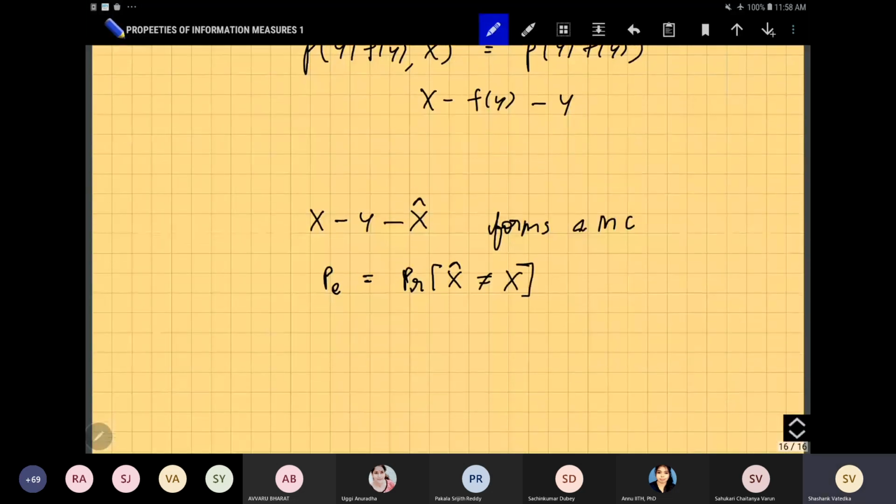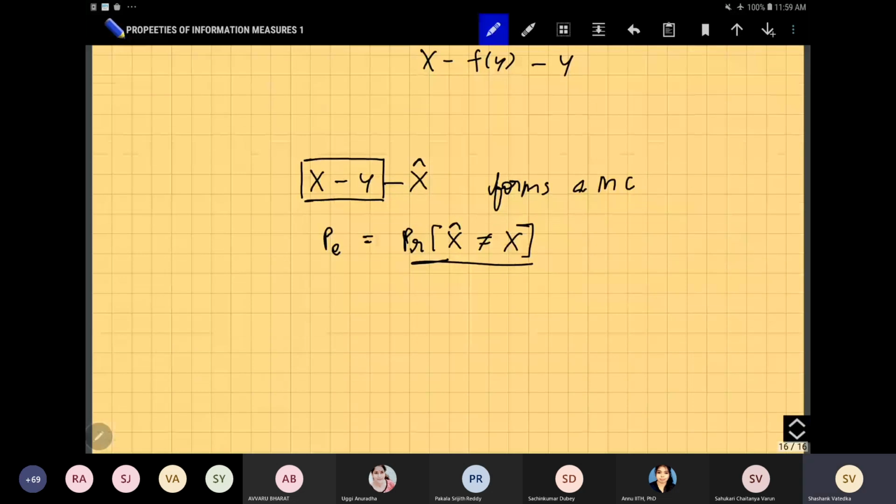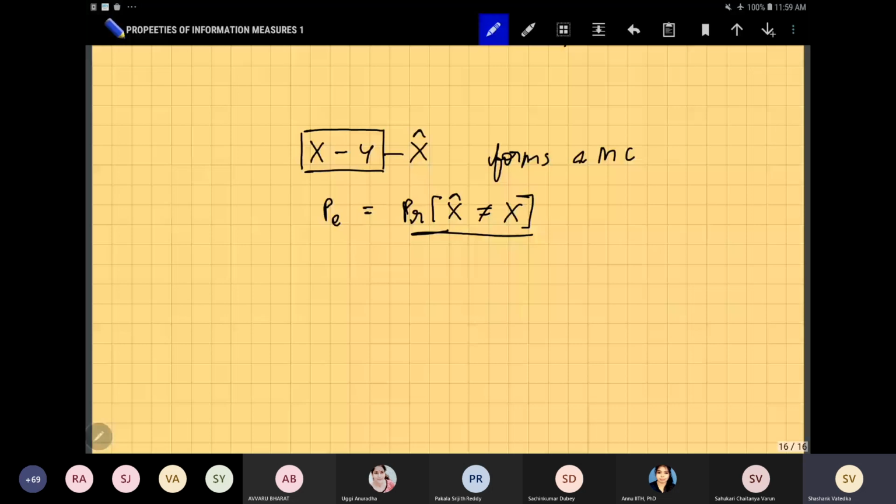Okay, and the goal is, is there any fundamental limit on the probability of error? Can we say that the probability of error is always lower bounded by something for a given channel p of y given x? So if all we are told is the distribution p of x and p of y given x, then can we say something about this probability of error? Okay, and in fact we can. That's given by Fano's inequality.